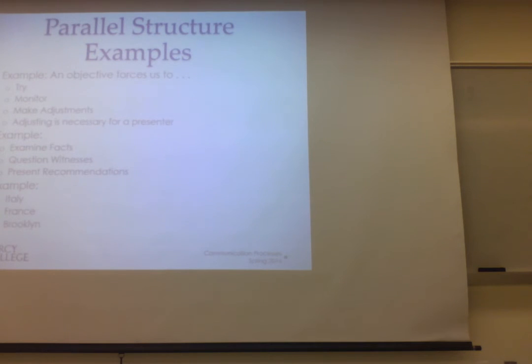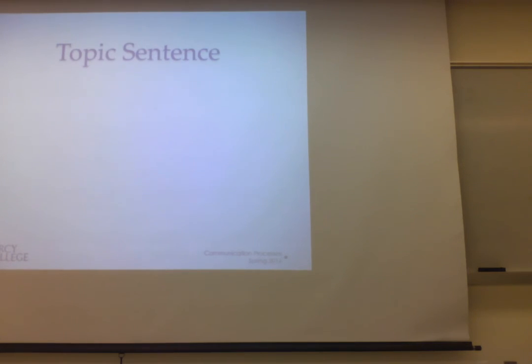Why do you make me scratch my head and try to figure out why Brooklyn is in the same category as Italy and France? Now, this is a nuanced example of a violation of parallel structure because they all are nouns, technically. But putting it in this way makes it harder on your audience. You don't want to make anything harder on your audience. Okay, so that's parallel structure.